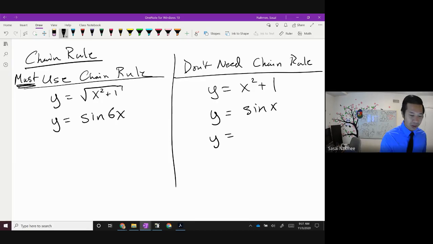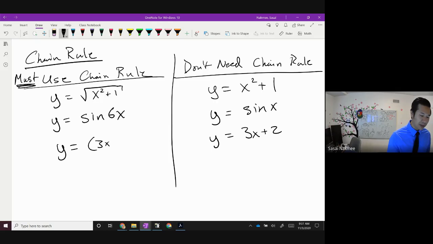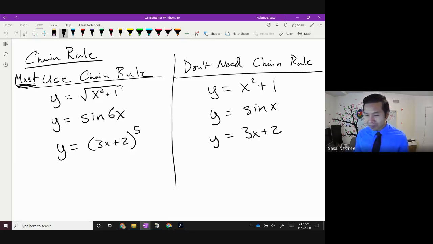Another one up is like our warm-up. What if I had something that was asking me to take the derivative of 3x plus 2, and then I was comparing that to the derivative of 3x plus 2 to the fifth? Are you seeing a little pattern of where we are forced to use the chain rule and where we don't really need to use the chain rule? Hope you guys can see it. If not, you will see it by the end of today.